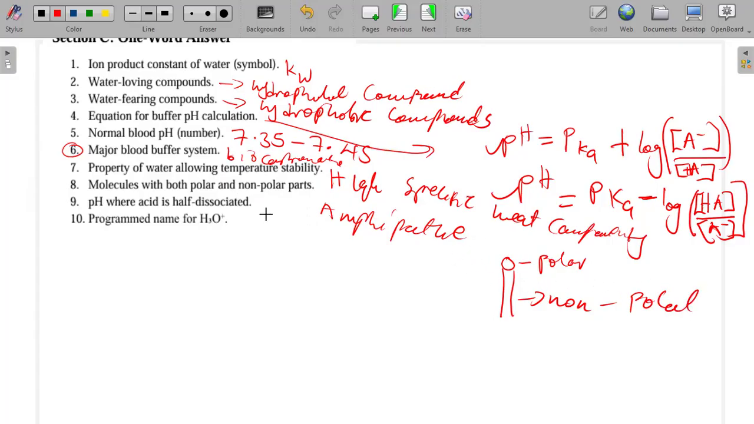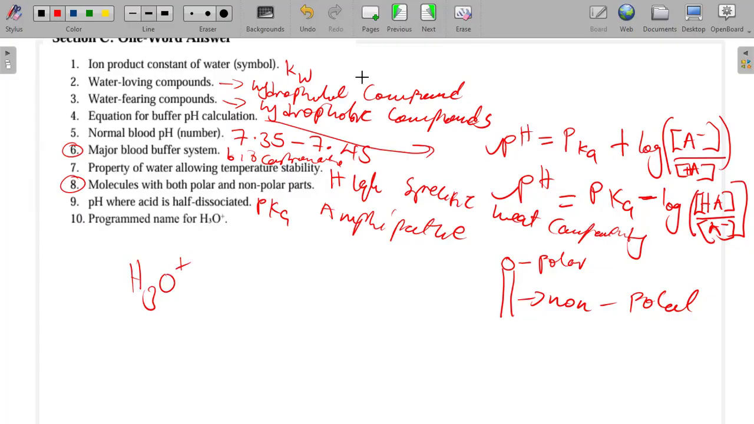Okay, so we move to the next one. So we have done this one. So we move to the next part, which is part 9, which is saying pH where acid is half dissociated. Okay, so half dissociated, the pH, that's the pKa, right? So that's what we have there. Then on the last question, question number 10, saying the name for H3O+. Okay, so this is hydronium ion, right?